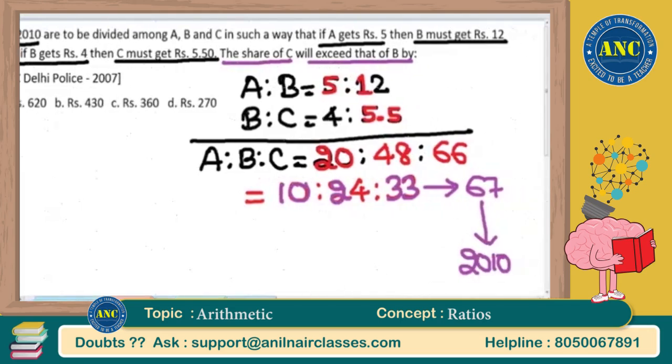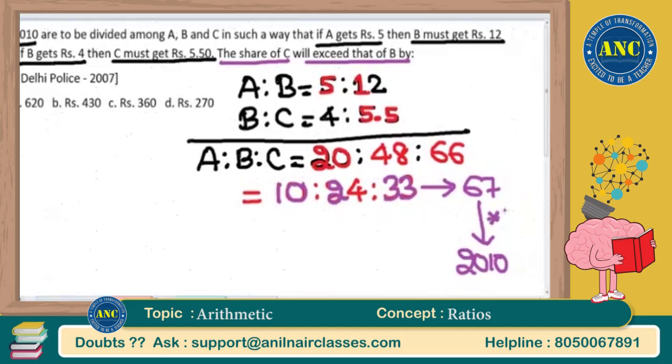67 into which number is 2010? 67 into 3 is 201. Right? 67 into 3 is 201. It is 2010. Multiply by 30. Right? Multiply by 30.